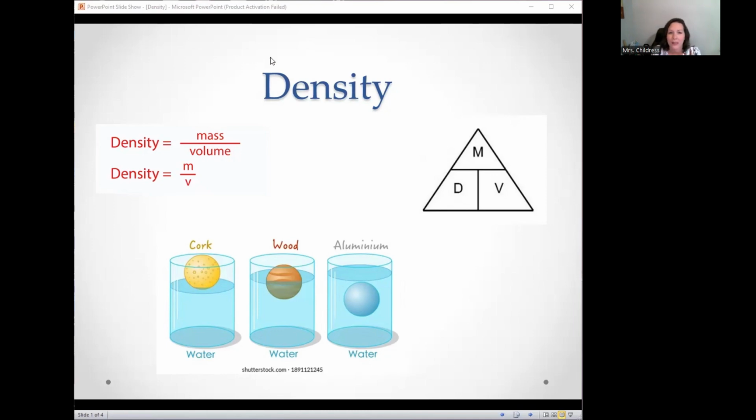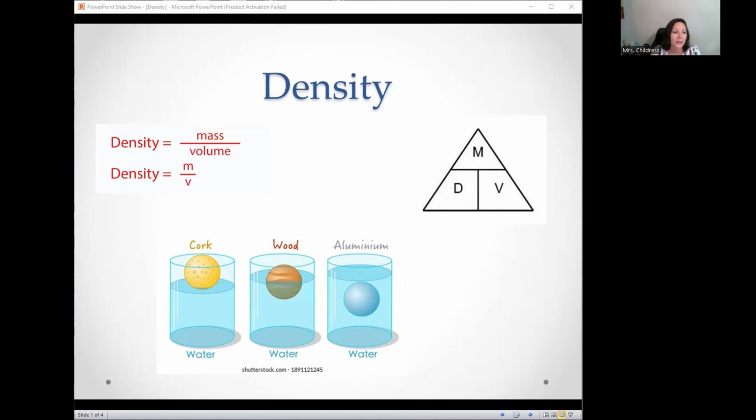You do not have to use it at all, but anytime you have three different parts to your formula or your equation, you can use something like this. So if I want to solve for density, I would cover it up like this, and then I would say mass divided by volume. Okay, that seems easy enough.